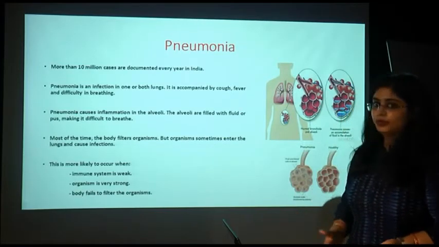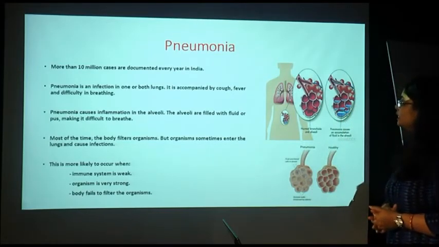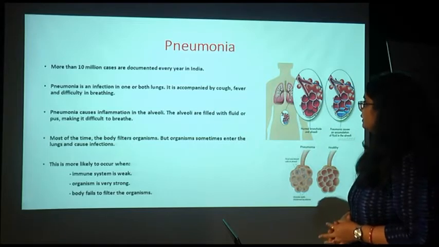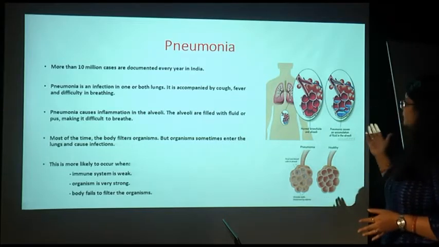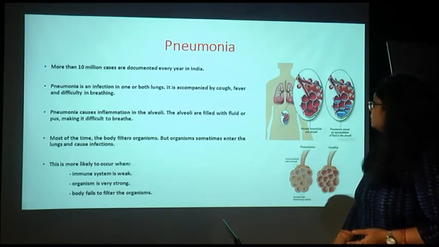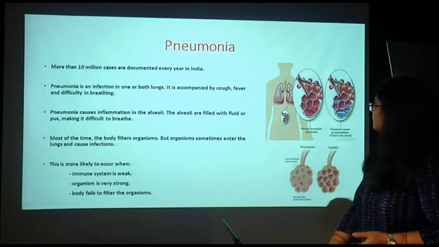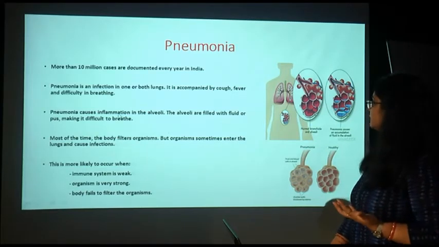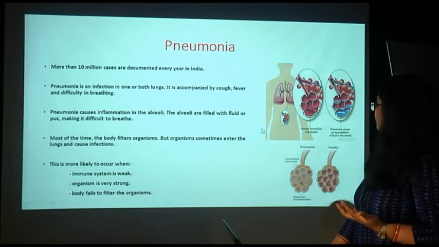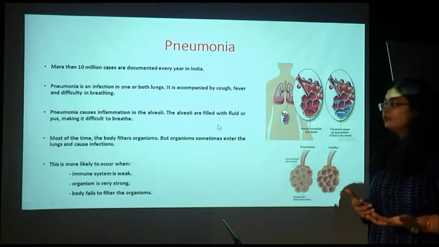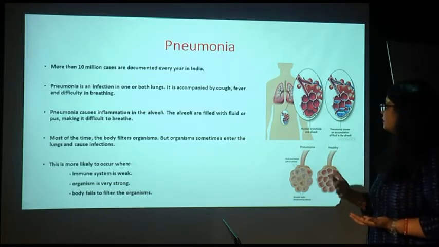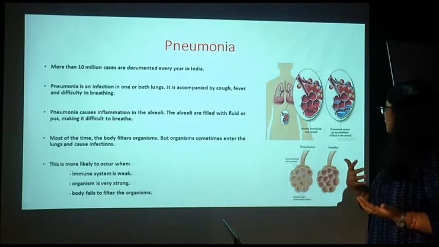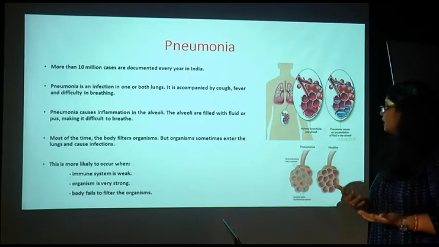Next comes pneumonia. More than 10 million cases are reported in India every year. Pneumonia can occur in either one lung or both lungs, usually accompanied by the symptoms of coughing, fever, and difficulty in breathing. What exactly happens? Pneumonia causes inflammation in the alveoli. The alveoli are filled with fluid or pus, and from time to time these can also contain RBCs.